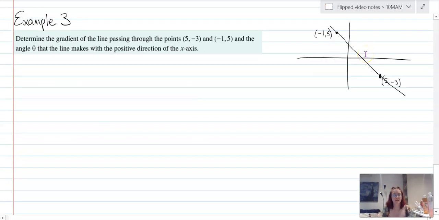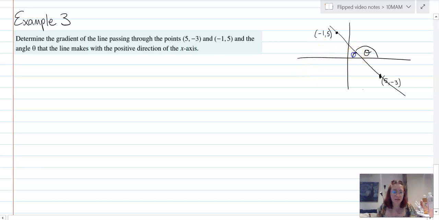This third example, just like the second one, we're looking for the gradient of the line through 2 points and then the angle that that line makes with the positive x-axis. You can see that because it's a line that's going to have a negative gradient, that angle with the positive direction of the x-axis is actually going to be obtuse. When we use our trigonometric ratios, the angle that we find is always going to be smaller than 90 degrees, because a right angle triangle has a 90-degree angle. Neither of our other angles can be 90 degrees, otherwise they wouldn't add up to 180.